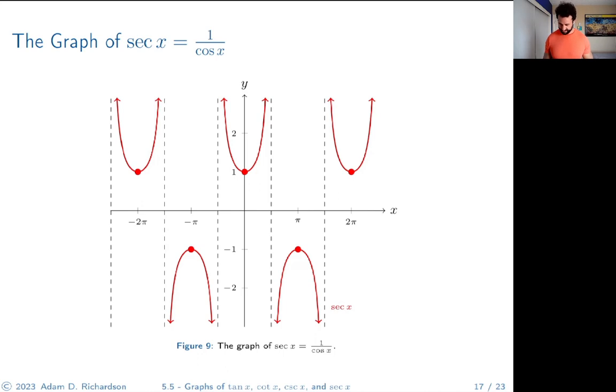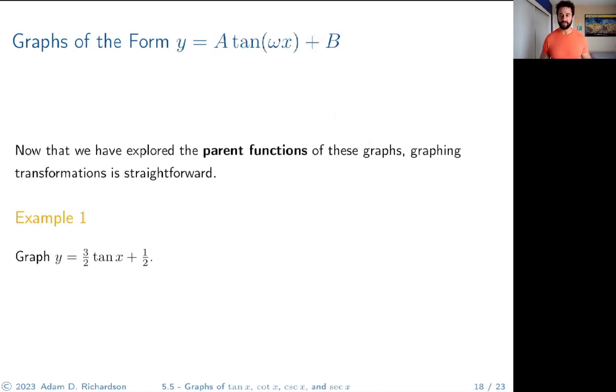All right, so that's pretty much it. That's how you graph all of these functions. That's how you graph tangent. Oh, did we talk about cotangent yet, though? We did talk about cotangent. So we did tangent, cotangent, cosecant, and secant. All right, so now let's do a couple of quick examples.